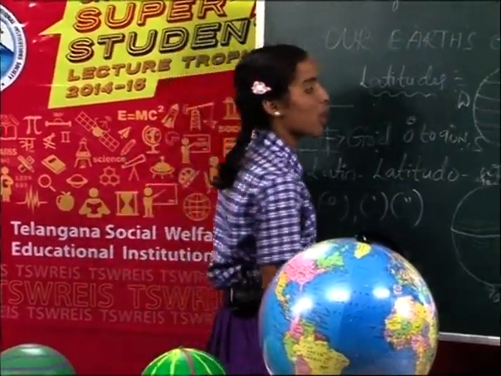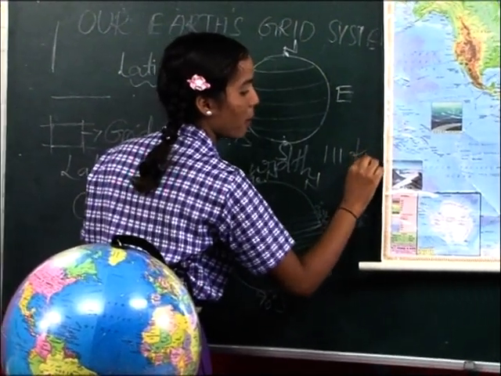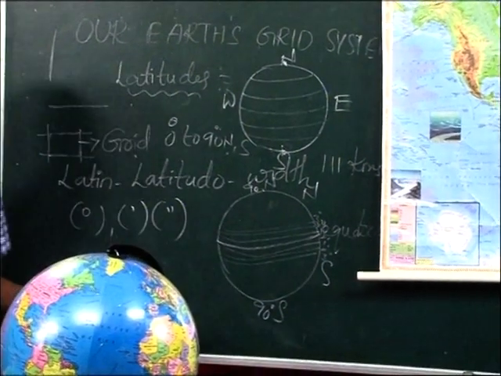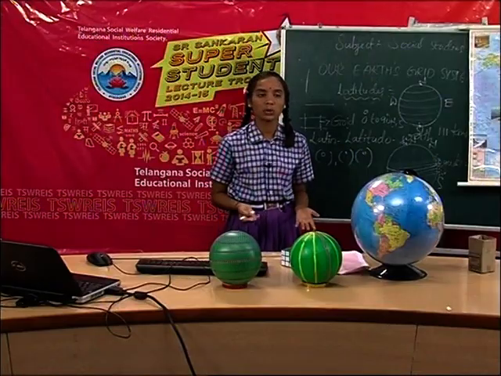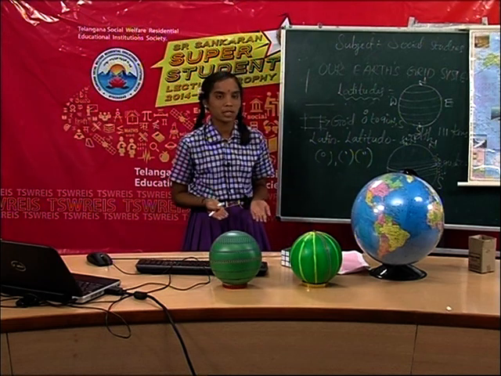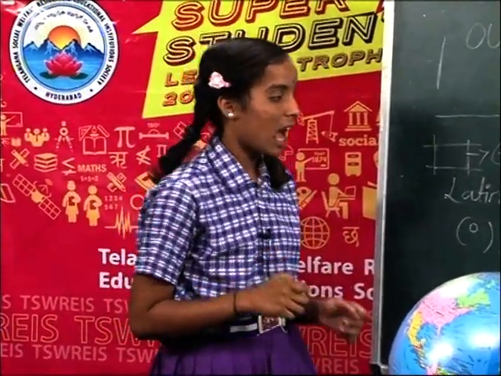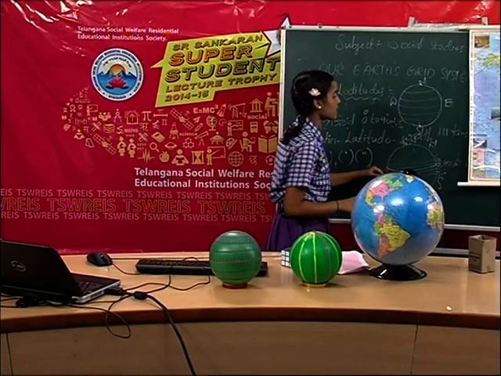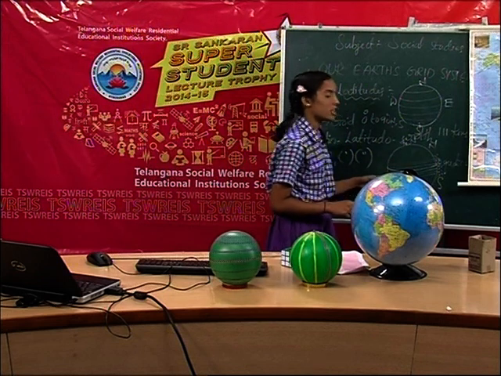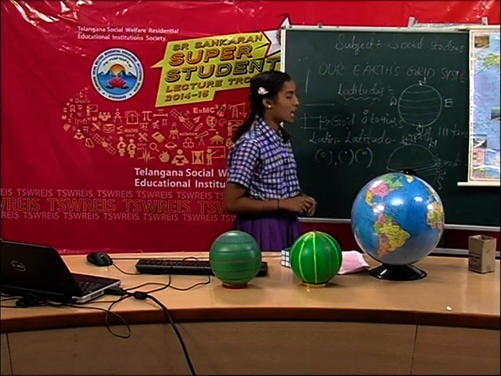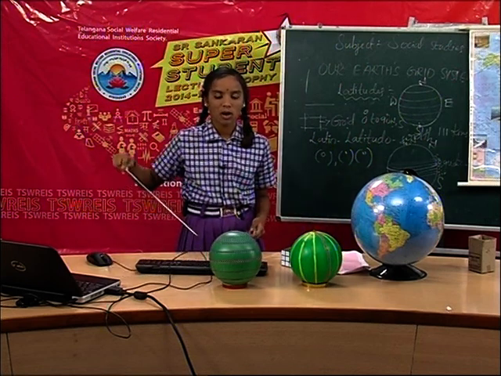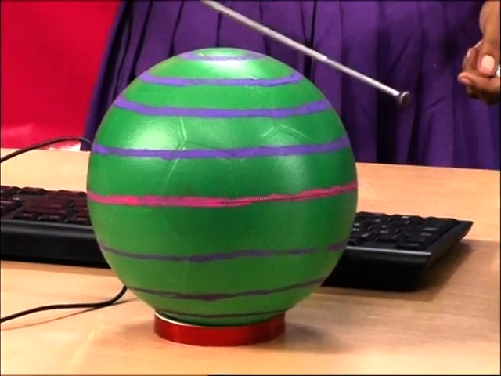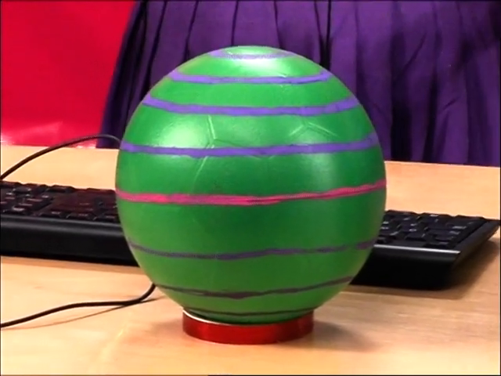And friends, do you know the distance between one latitude and the next is approximately 69 miles. That means 111 kilometers apart. There is a variation due to the fact that our earth is not a perfect sphere. It is an oblate ellipsoid, that means slightly egg-shaped. And friends, every one of these parallel circles is called a latitude, and these latitudes are also called parallel circles. The distance between one latitude and the next is equal to each other.